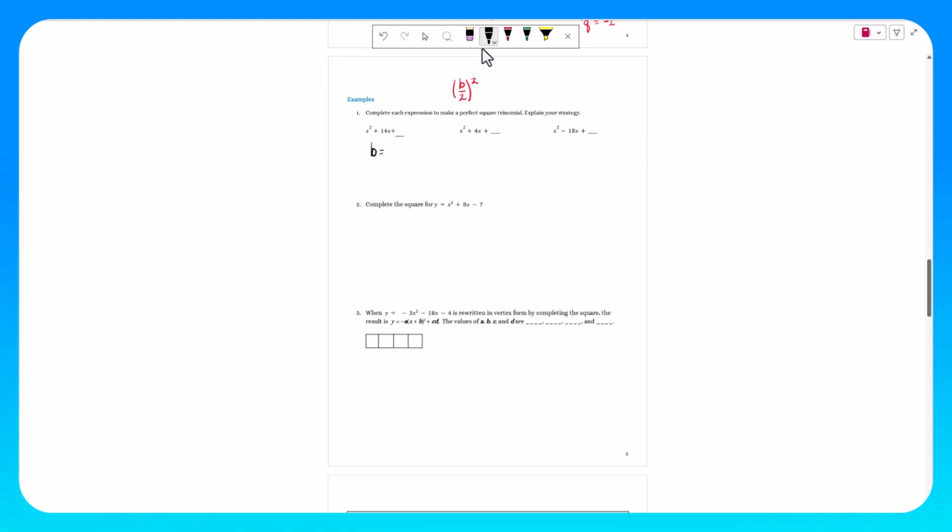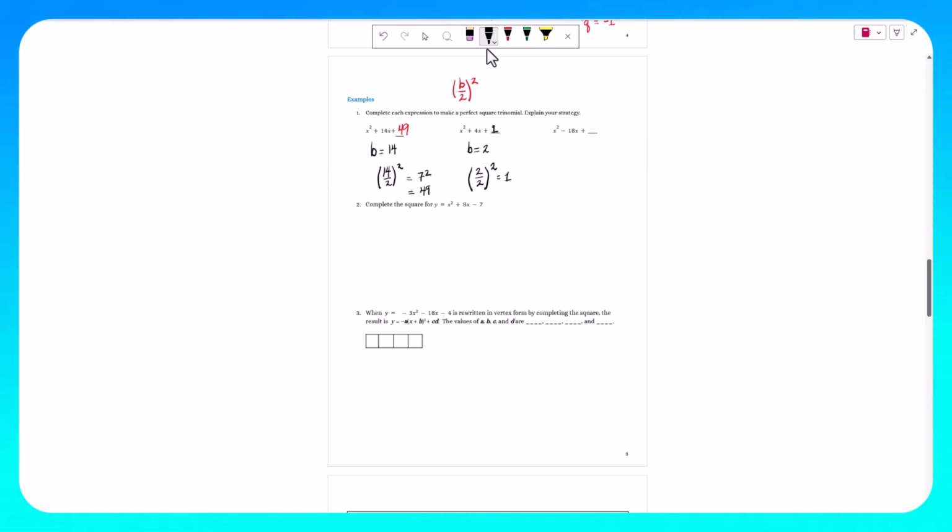Well, the b in this case equals 14. So I'm going to say 14 over 2 squared, which equals 7 squared, which equals 49. So here our answer is 49. For the next one, our b equals 2. And this one is just like the one we did above. 2 over 2 squared equals 1 squared, which just equals 1.